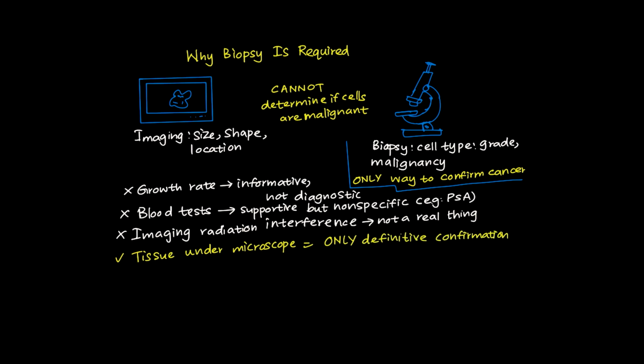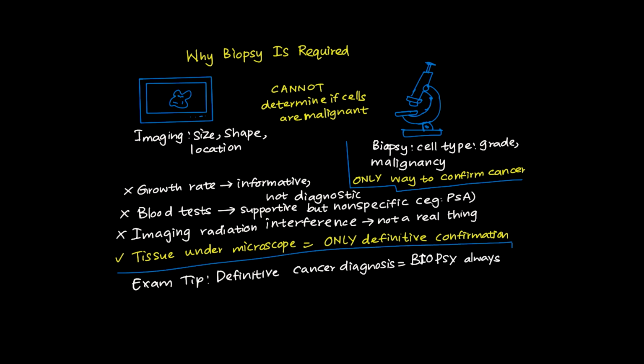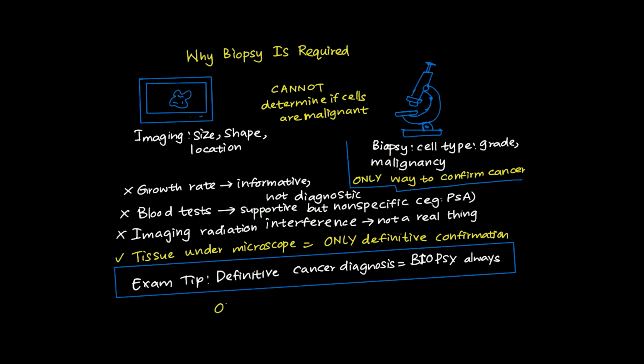Here's a WGU D454 OA exam tip for you. Definitive cancer diagnosis always requires biopsy. No matter what the imaging shows, no matter what the blood markers say, the answer is tissue under a microscope. Recall hook. Only biopsy confirms. OBC. If it's not biopsied, it's not confirmed.